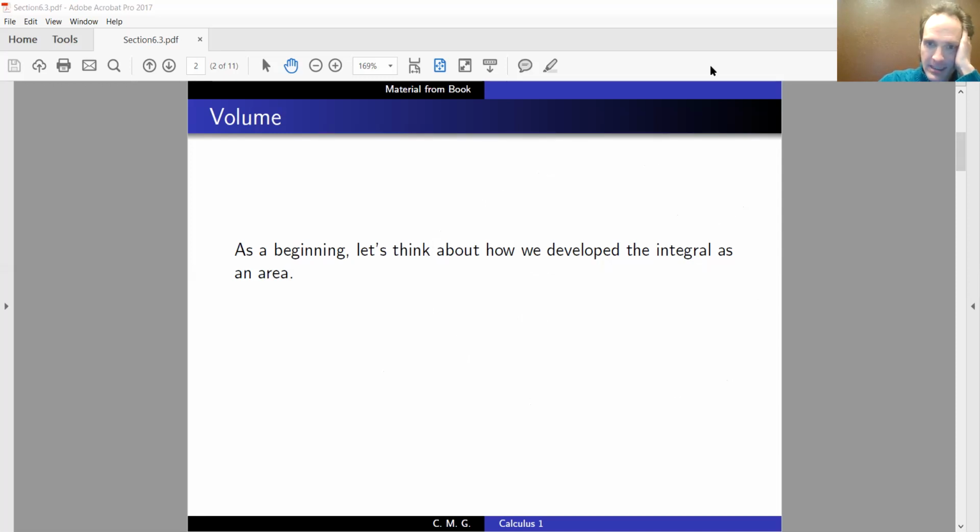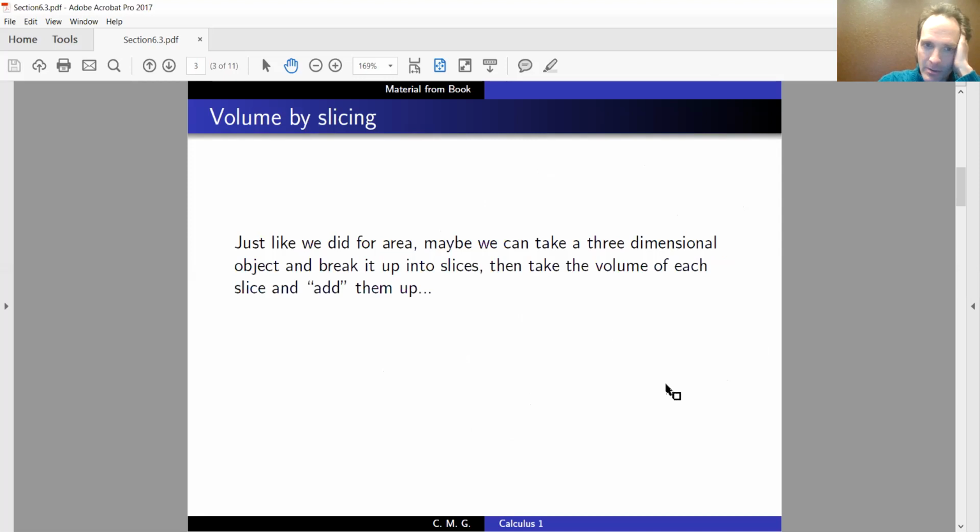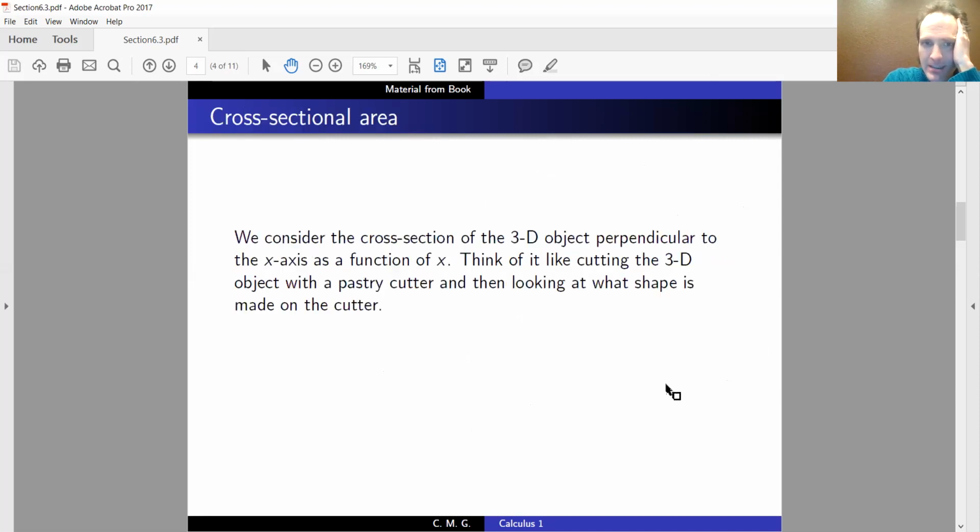So that's the big idea here. We want to break this three-dimensional object into slices, take the volume of each of those slices, and add them up. Luckily for us, all that really matters is the cross section, and each of those cross sections has an area. So all we care about is the cross-sectional area of this object.